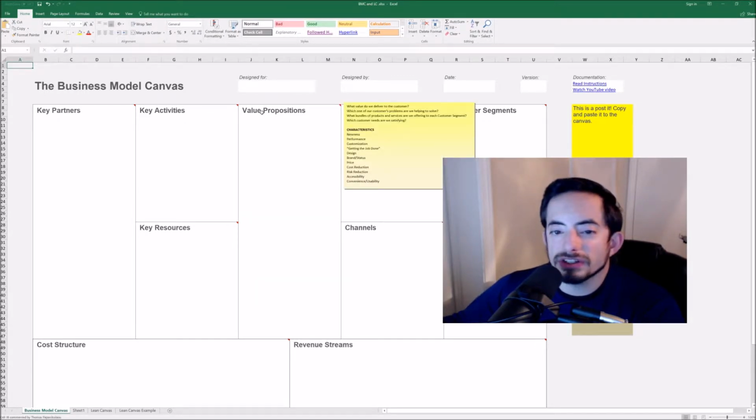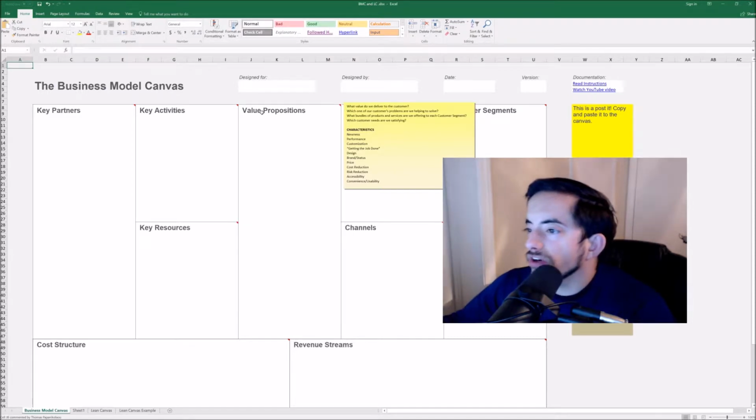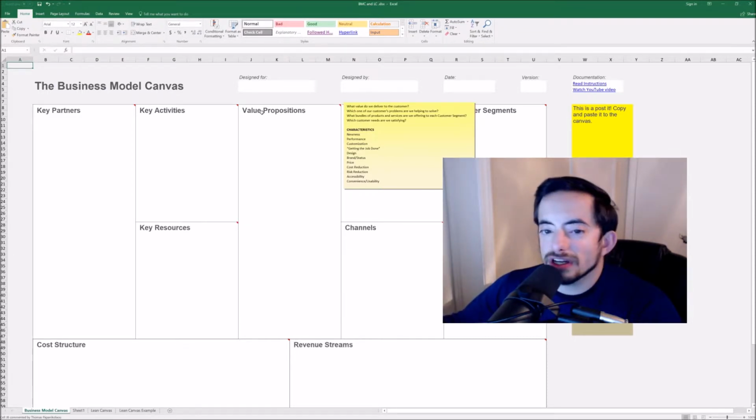This is the first one you should actually start with because it's the most important, and it actually is the reason for why you're starting the business. So, and I'll go into the order in which you should complete these in a minute, but this is the most important one. So with the value proposition, this is what value do you deliver to the customer?